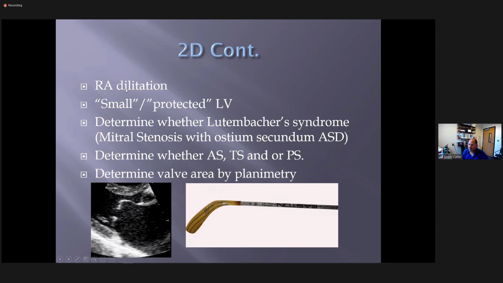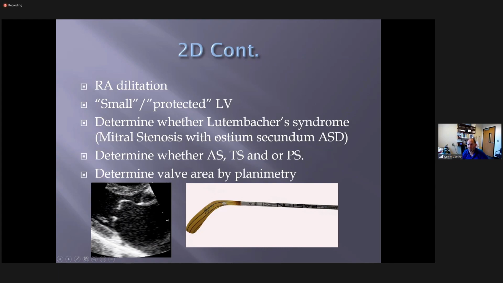Okay, so back to right atrial dilation, etc. These things should not be too surprising. Determine whether Lutembacher syndrome is present. So that is mitral stenosis with an ostium secundum ASD. Okay, so now I have to pay attention to, is there a hole between the atria? And how are we going to see that? So if I see the ASDs, we're going to see them best from subcostal views, kind of perpendicular to those walls. So just be paying attention.